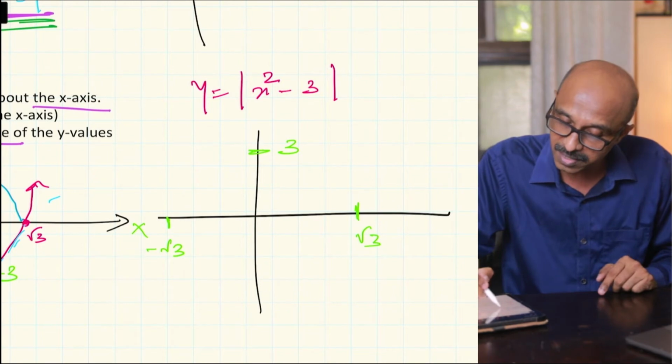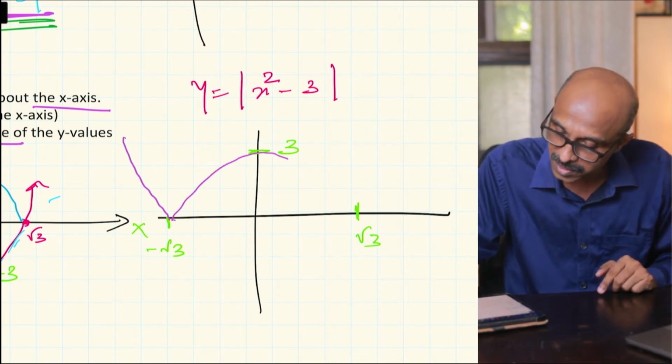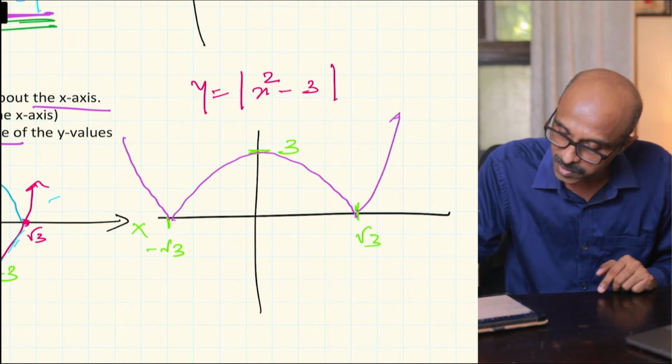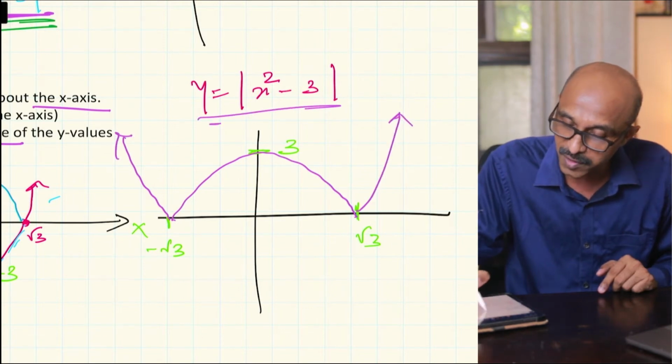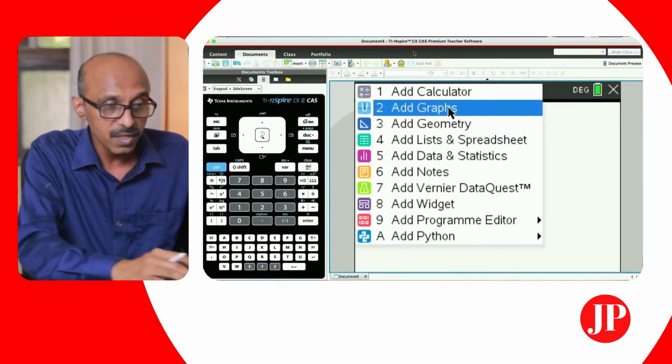The graph should be something like this. So that's the quadratic, and instead of going down, that part gets reflected and goes there. That is what this graph should look like. Okay, let's check it on our calculator. Shall we do that? All right, here we go.